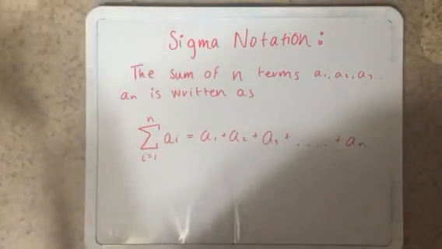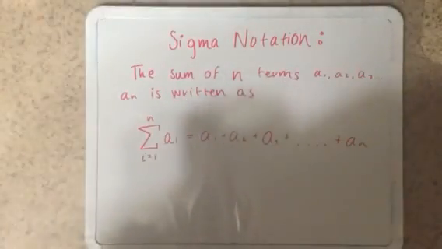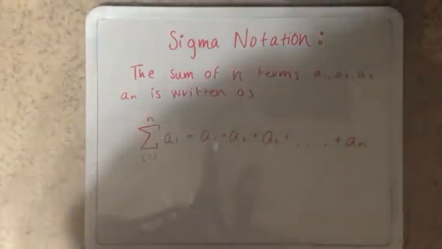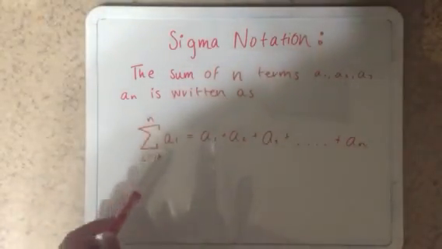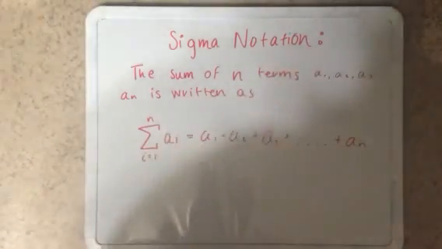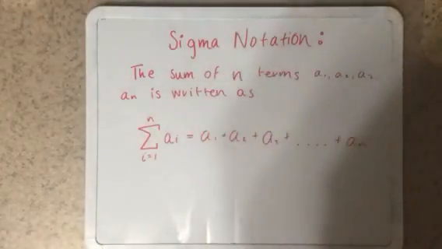Today we'll be covering sigma notation. Sigma notation is the sum of n terms, which is basically a1, a2, a3, and so on to an, and it's written as this. So this whole thing would be sigma notation. And now let me explain what everything is.